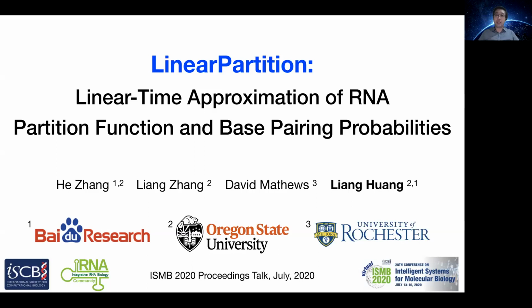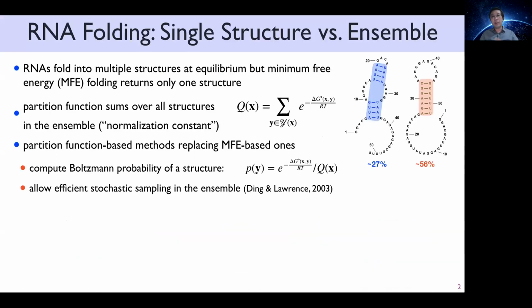Today, I'm very happy to share with you our recent work on LinearPartition, which is the first linear time algorithm to approximate the RNA folding partition function and base pairing probabilities. We all know that RNAs fold into multiple structures at equilibrium instead of one single structure. For example, this RNA on the right-hand side folds into at least two different structures. And we know experimentally that the left structure is of lower probability than the right structure.